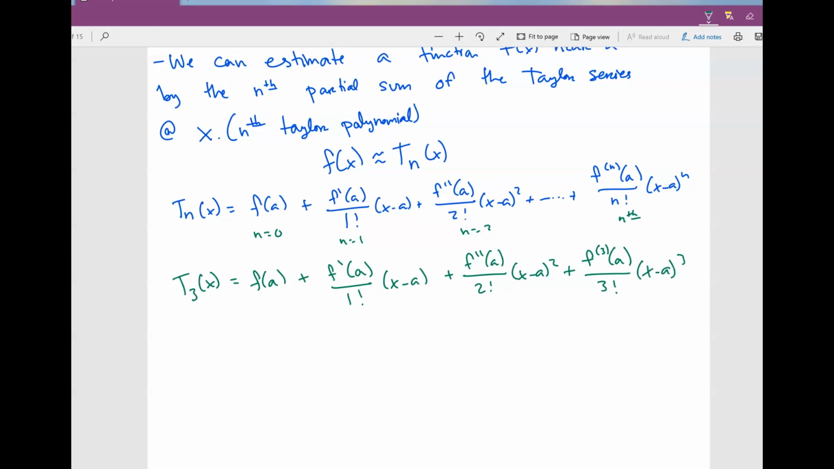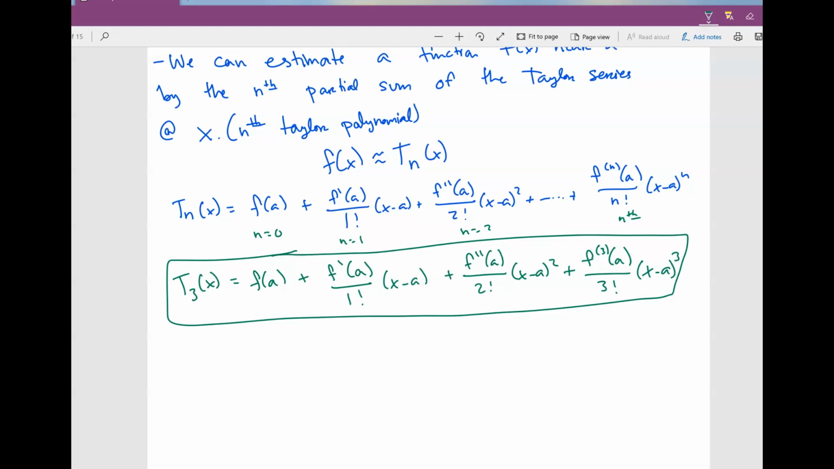One thing that helps you figure out whether you've done this correctly is that in the end you should have a degree 3 polynomial, which you actually do, since it goes up to the third power. So this would be t sub 3. If you're asking for the third polynomial, this is what you would have.